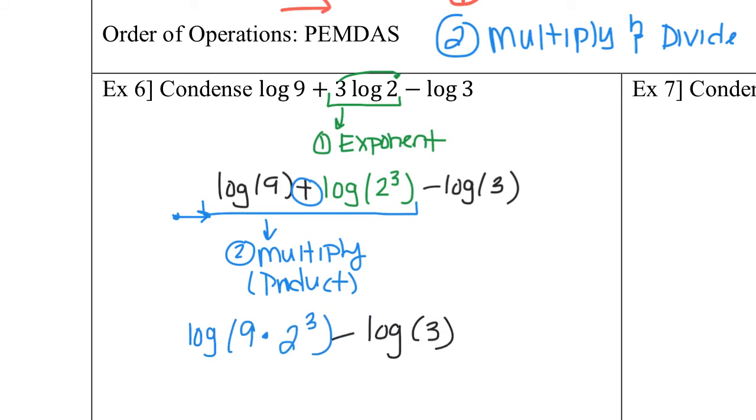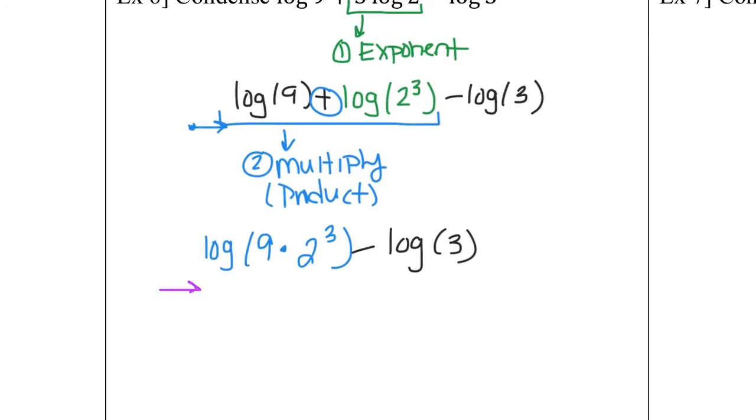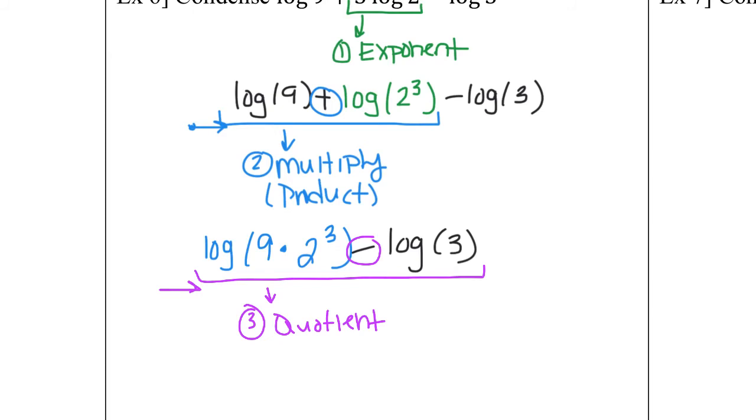Then I'm going to keep working left to right again. Left to right, I see that I have subtraction. So that means these two are going to be using the quotient property. The quotient property was, if I had division, I could change it to subtraction. So going backwards, subtraction I can change to division. The first one was the numerator, and the second one was the denominator.